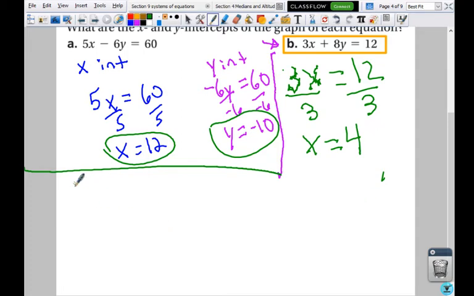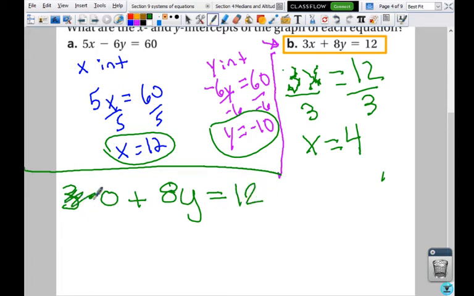And to find our y-intercept, oh, Ashlyn's doing all our steps. So, we are going to plug in 0 for our x, and then solve it for y. Well, Ashlyn's doing all our steps, which is fine.